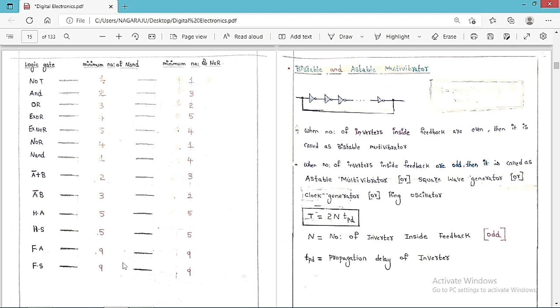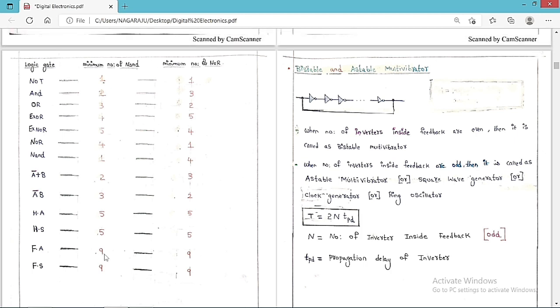Similarly for the full adder, we require 9 NAND gates to build it, and 9 NOR gates are required to build the full adder. Similarly for the full subtractor, we require 9 NAND gates to build it, and 9 NOR gates are required to build the full subtractor.